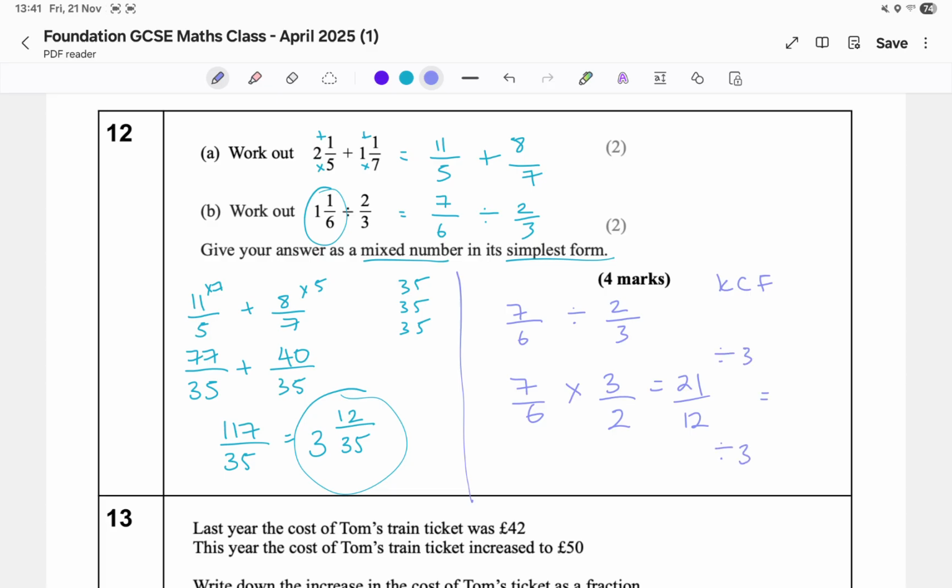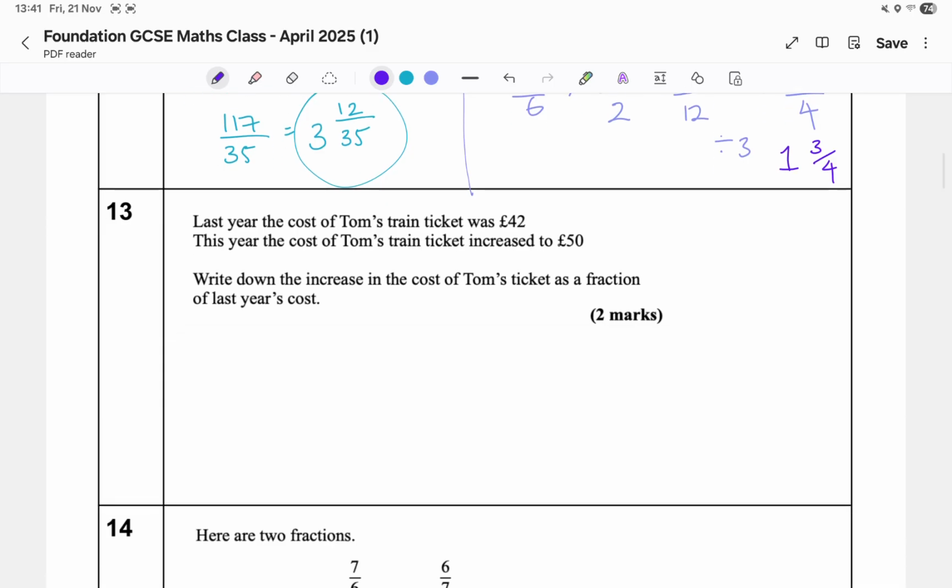21 divided by 3 is 7. 12 divided by 3 is 4. And if I want to change this into a mixed number, how many times does 4 go into 7? Just once. Remainder is 3 over 4. That's how you do adding and dividing fractions. And remember, if you get mixed numbers, always convert them to improper fractions first.